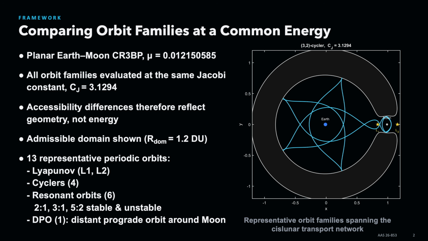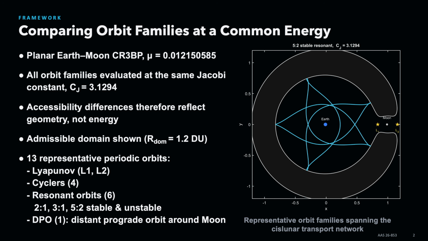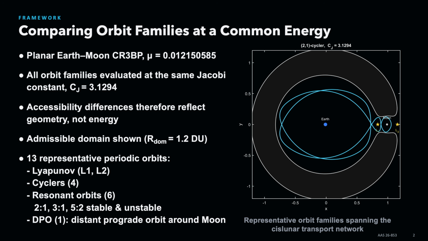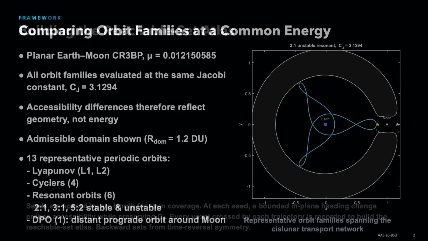set of cislunar geometries. The L1 and L2 orbits for cyclers that alternately orbit around the Earth and the Moon. 6 resonant orbits, stable and unstable of each of 3 different resonances, and 1 distant prograde orbit around the Moon.